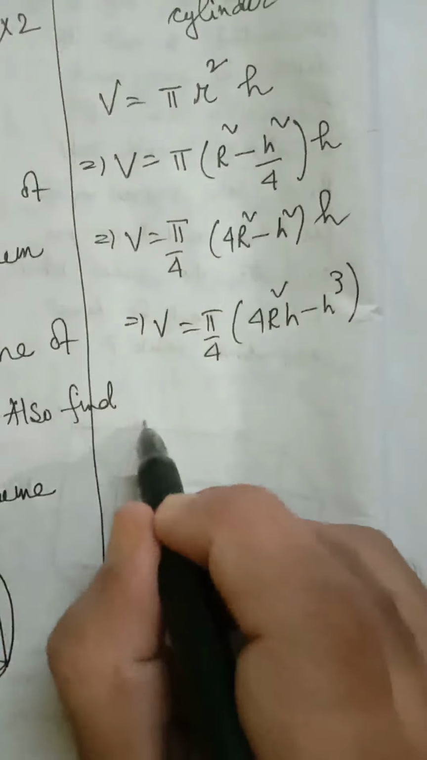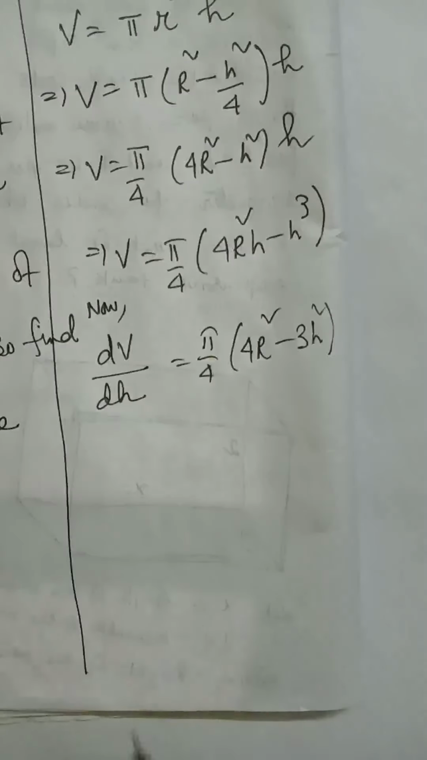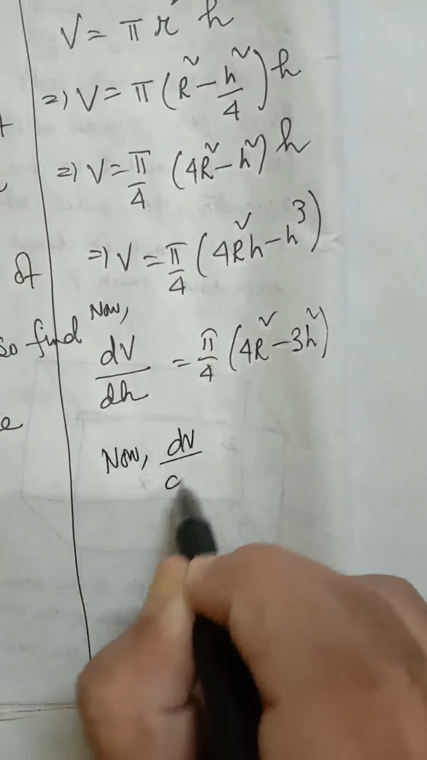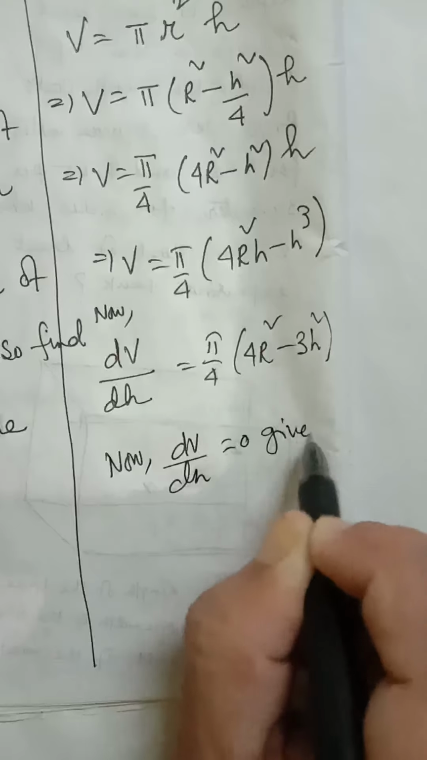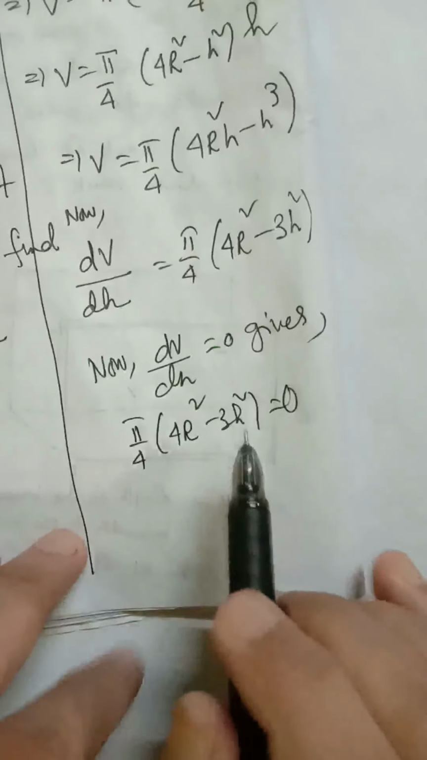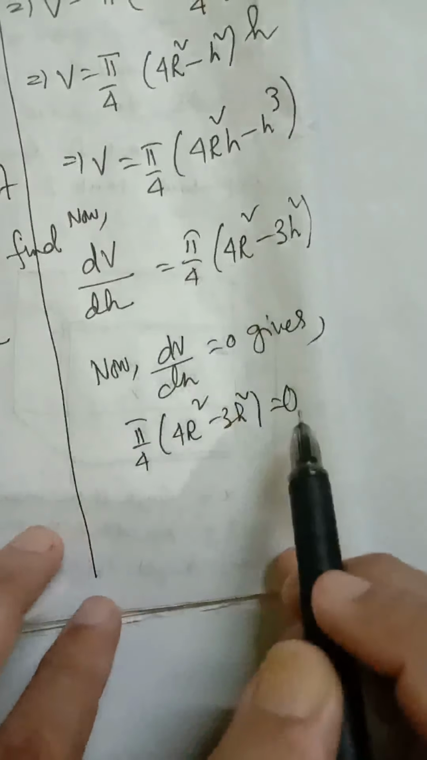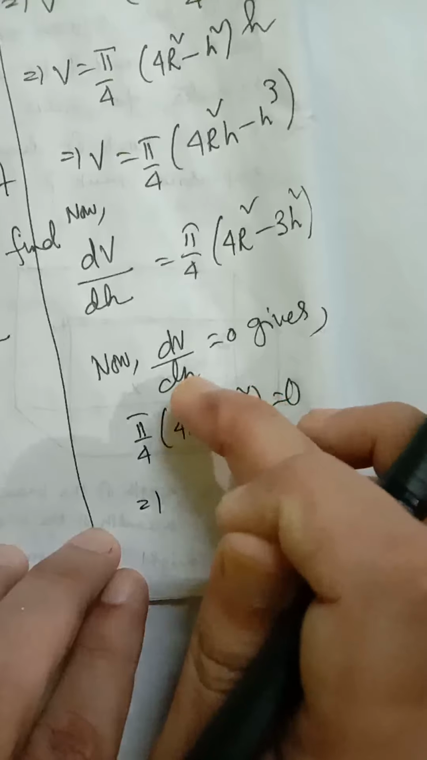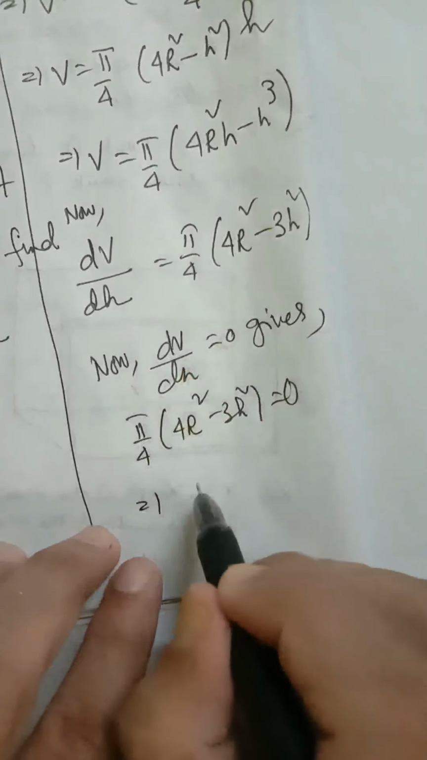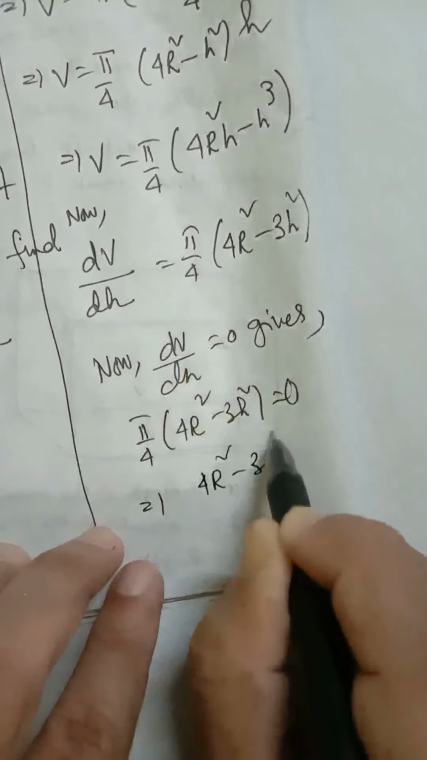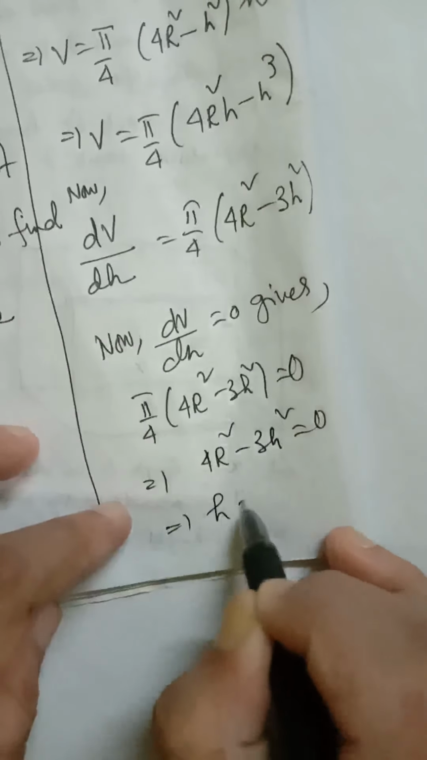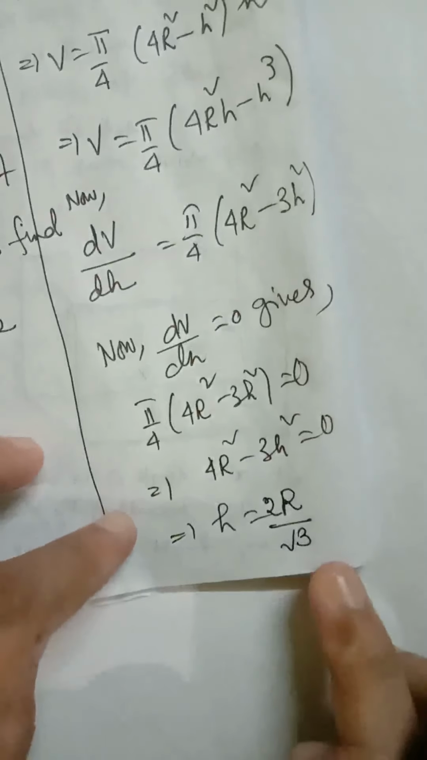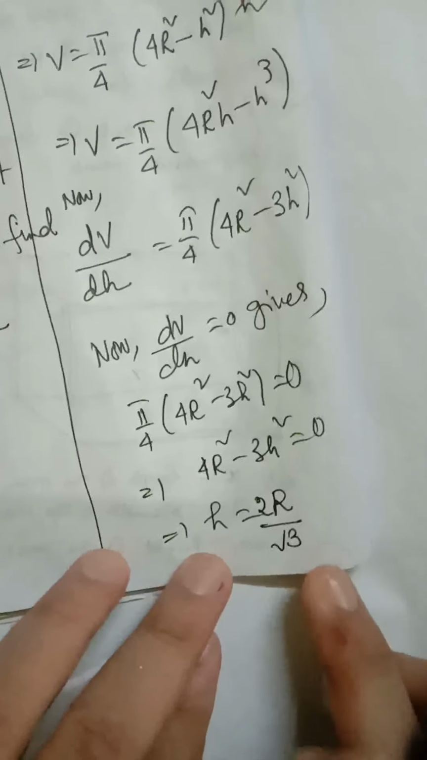Now we have to find dV/dh. So this is the value of dV/dh, and now dV/dh equal to 0 gives, putting the value of dV/dh equal to this, we get this relation. You can see here h is the variable. We are differentiating in terms of h, dV/dh. H is the variable, so you have to find the value of h, and from this relation h will be 2r by root 3. H equal to 2r by root 3. This is the stationary point.